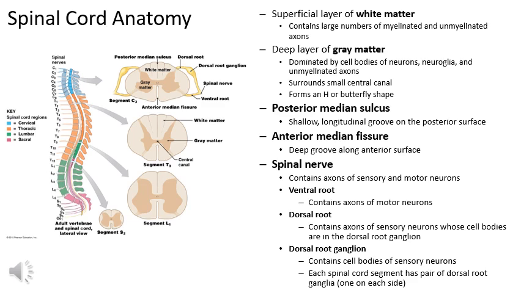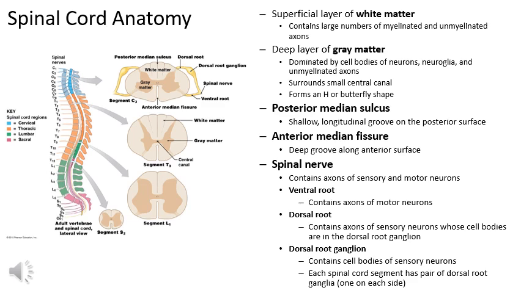So I'll mention those first: the posterior median sulcus and the anterior median sulcus. These are kind of like grooves in the spinal cord, both on the posterior aspect of the spinal cord and the anterior aspect of the spinal cord.